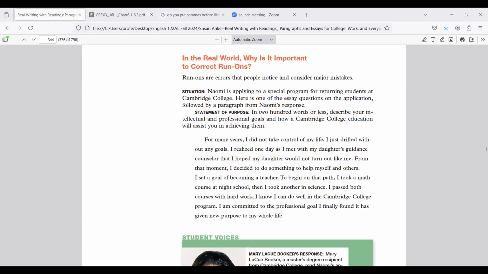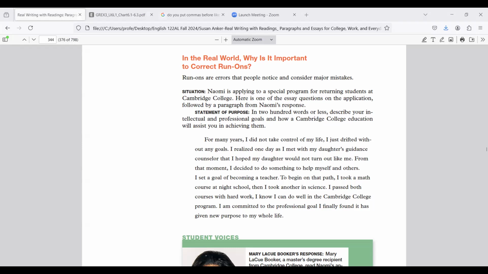Let me read that again. I am committed to the professional goal I finally found. Oh, that is it. That's the end of the idea. Sorry, hard to read. What's the new sentence? We always want to say, what's the new subject? And the new subject there is "it," right? I finally found it has given my new purpose to my whole life. So that's how we know where the new sentence, the new independent clause, begins: at the new subject, which is here.